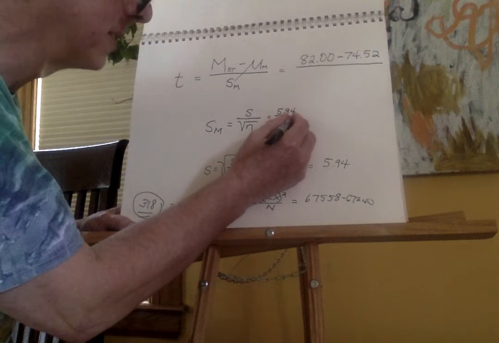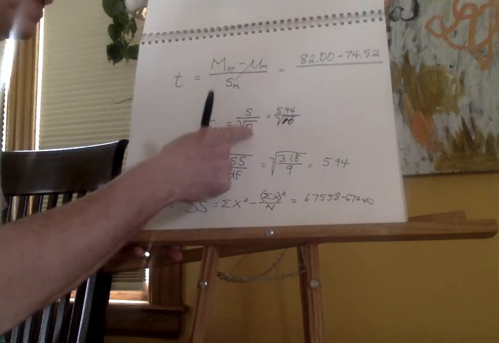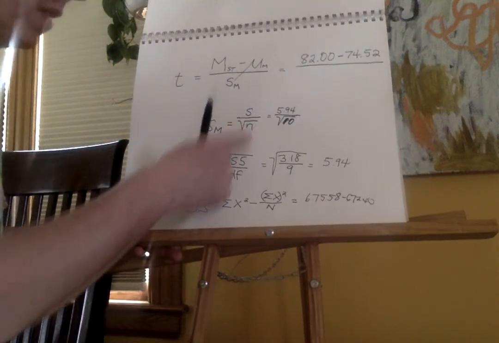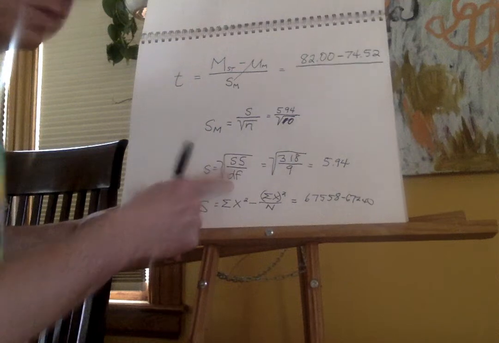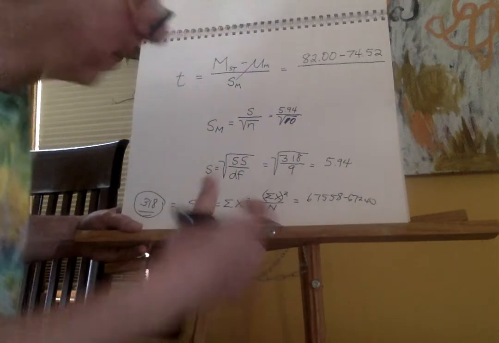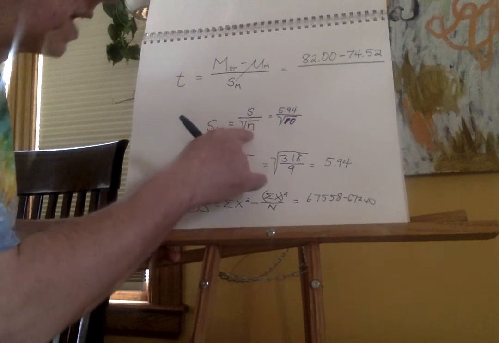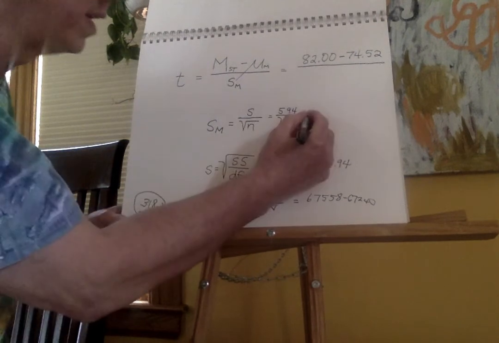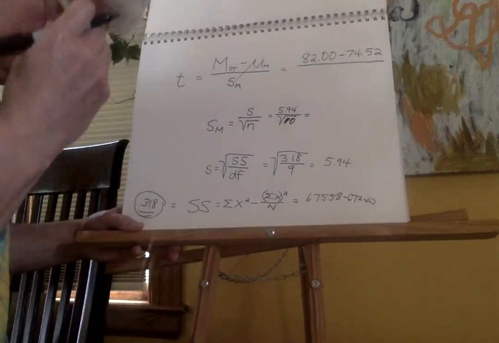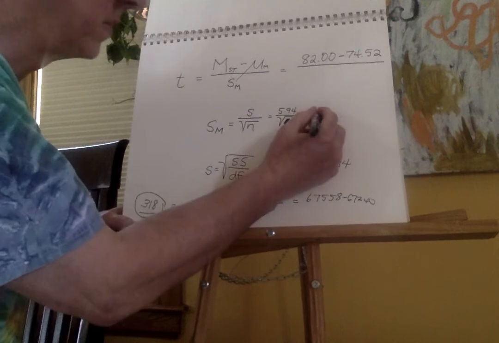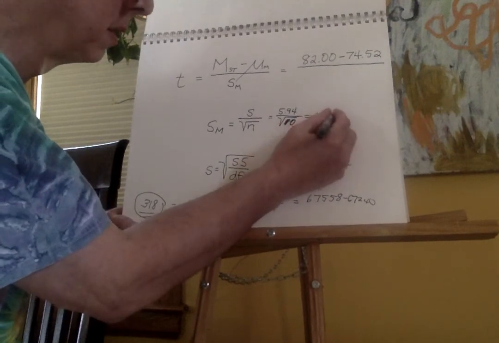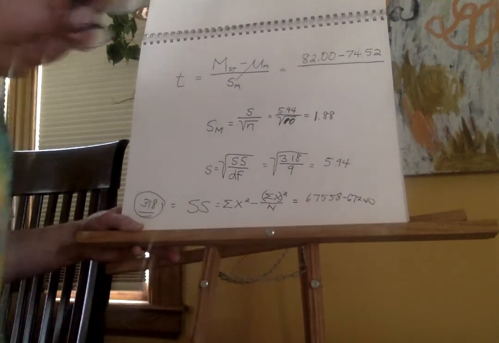See how easy it is to make a mistake? Because this is n. Keep your wits about you. This is degrees of freedom. I'm saying keep my wits about me too, right? Degrees of freedom, this is n. We have 10 people in our study. And so that S sub m is equal to 1.88.